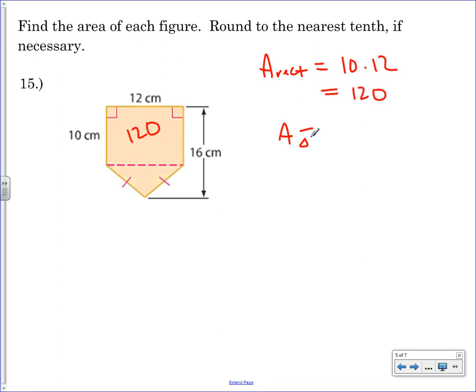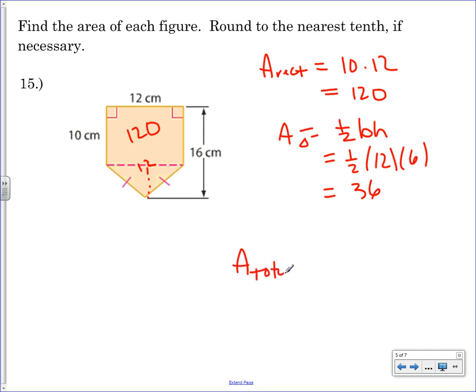Area of any triangle is 1/2 base times height. What's the base of this triangle? 12. If that's 12, that's 12, right? What's the height of this triangle? 6. Very good. If this is 16 and this much is 10, then this had to be 6. So we just said 1/2, 12, 6. So what is 1/2 times 12 times 6? 36. So the area of the triangle is 36. So my total area is 120 plus 36, which is obviously 156 centimeters squared.